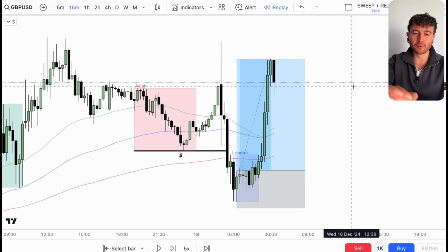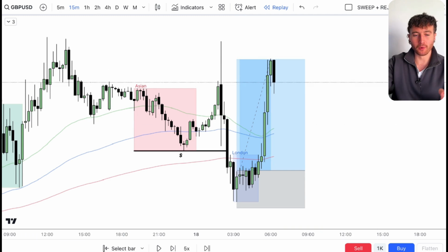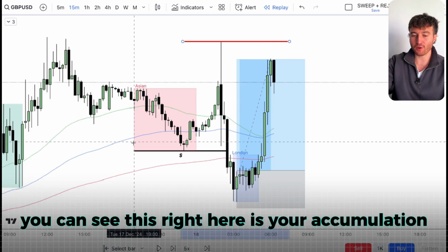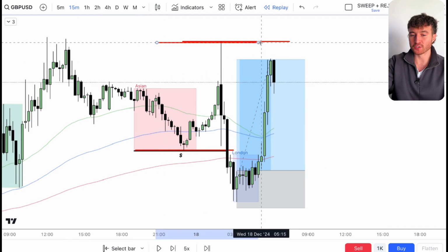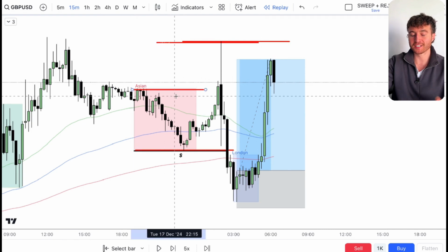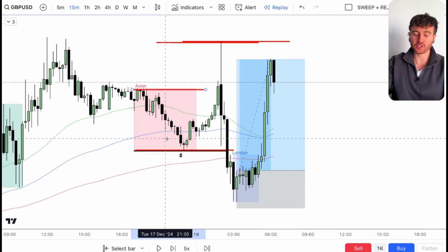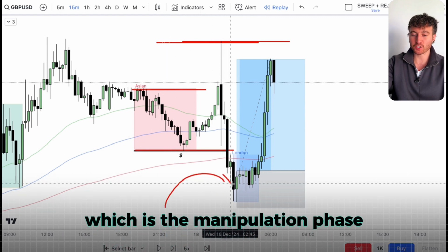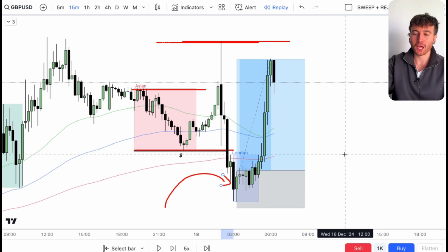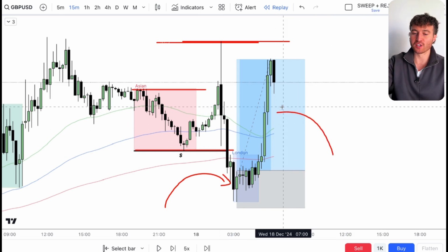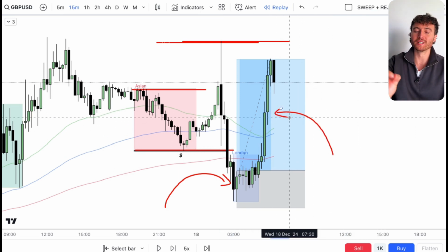So this is on GBP USD. How do we look at this? This market is behaving in 3 stages. You can see this right here is your accumulation. We've accumulated these orders, also accumulated over the Asia session. Then what we've seen is phase number 2, which is the manipulation phase. And then finally, we took part in the distribution phase, which is this markup in price right here.